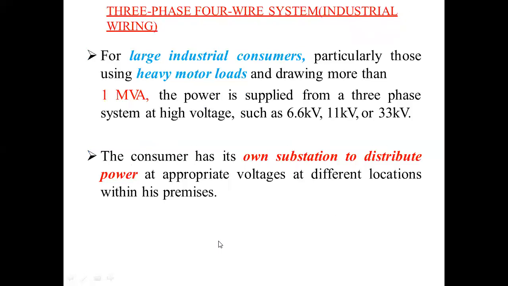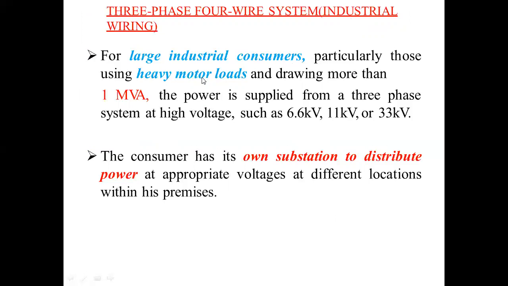So let us discuss the 3-phase 4-wire system for industrial wiring. It is not in the slides, but for your knowledge, here we are discussing how industrial wiring is done for large industrial consumers, which require more electrical power to run higher rated applications or appliances.